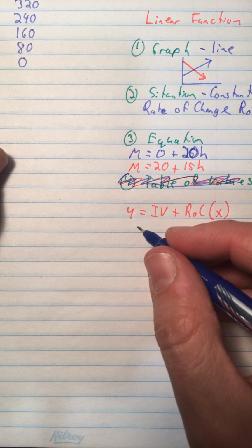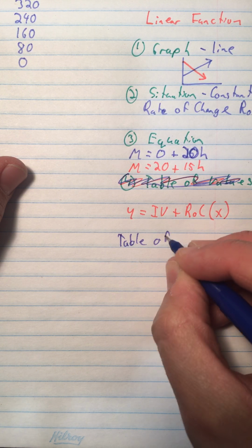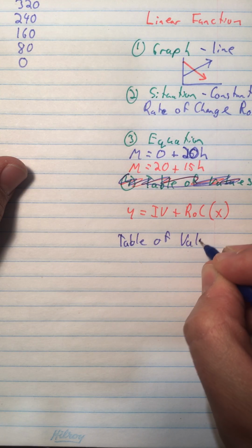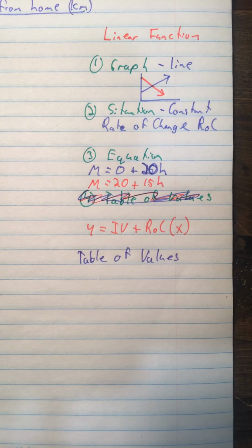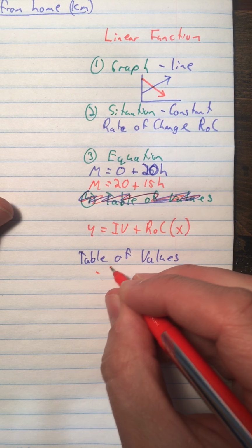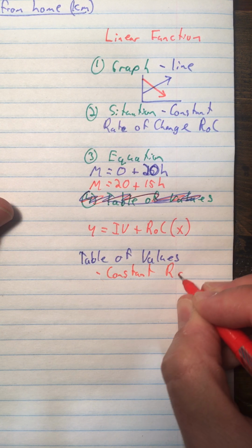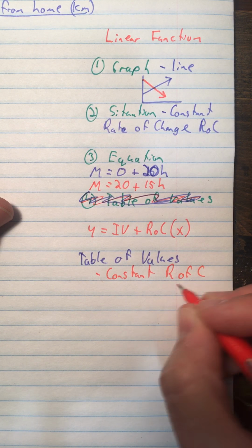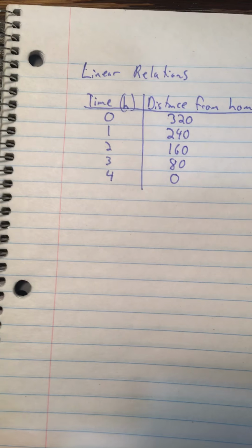How do we tell if a table of values is linear? Well, the table of values, we're looking for the same thing. We're looking for a constant rate of change. So how do we find a constant rate of change? Okay, let's go over here and let's take a look.